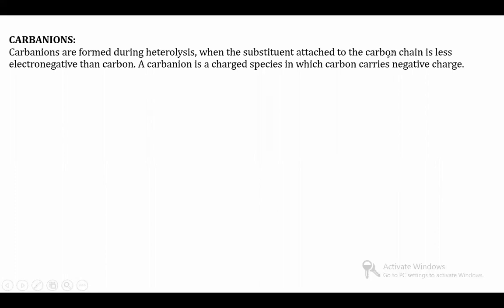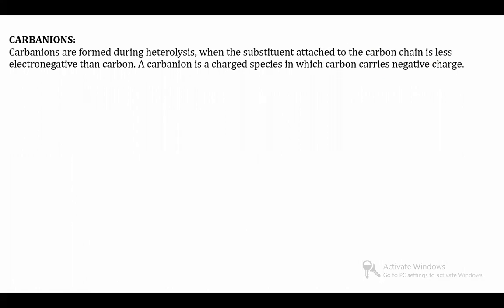and the carbon chain is less electronegative. If the substituent group is less electronegative than carbon, then carbon gets a negative charge, and a carbon anion is a charged species in which carbon carries a negative charge. Due to that, the anion forms, and that is called a carbon anion.